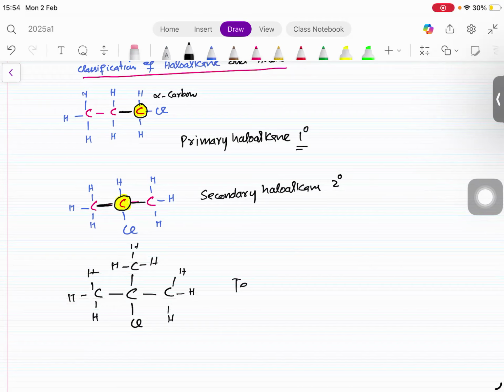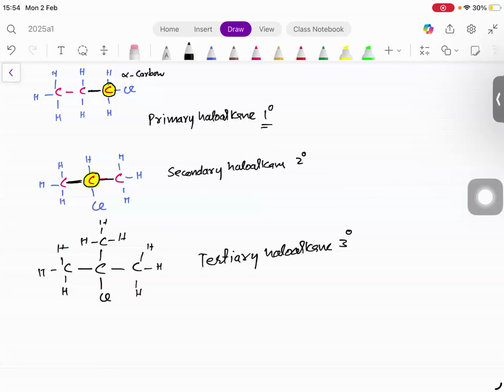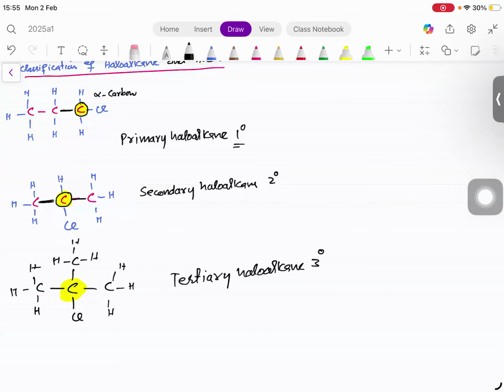It is tertiary haloalkane. It is what? 3 degree. Okay. Now look at the alpha carbon. Is there any hydrogen or something attached? No. So it's a tertiary haloalkane. So this is how you classify the haloalkanes: primary, secondary and tertiary.